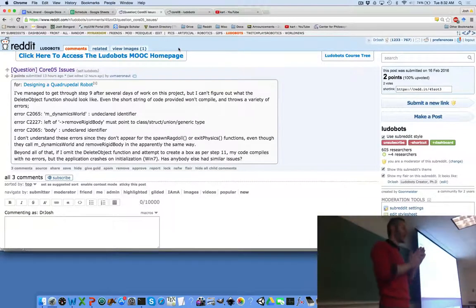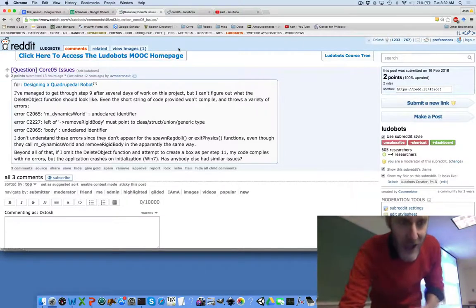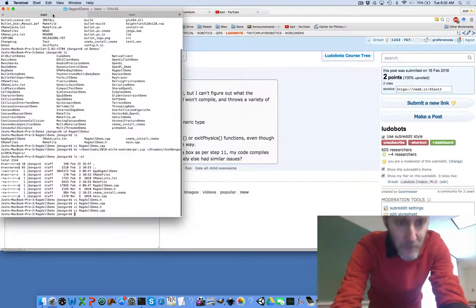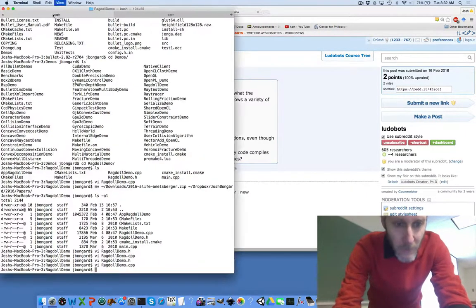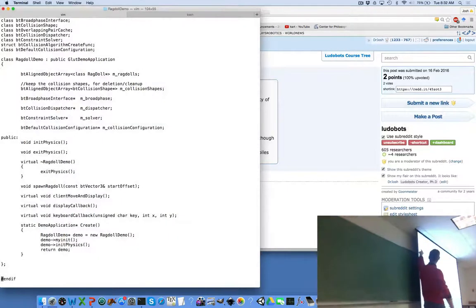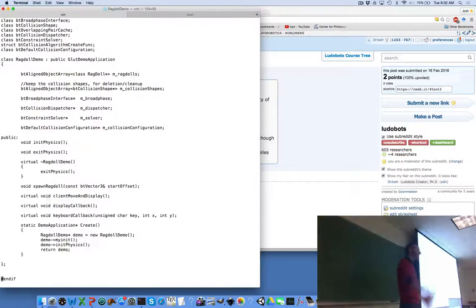A lot of the errors that some of you are encountering have to do with variable scope. So if you go and have a look at the ragdoll demo, you'll notice that there's a header file and a CPP file. So let's have a look here. If I open the header file for the ragdoll demo, you'll notice that ragdoll demo is actually a class. So this is a data structure that contains both variables and functions, which in C++ are called methods.